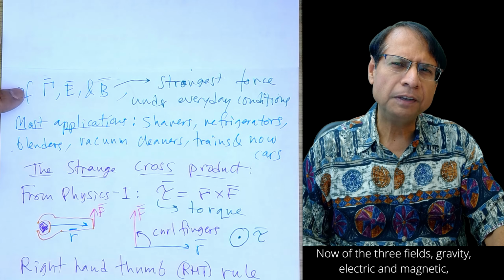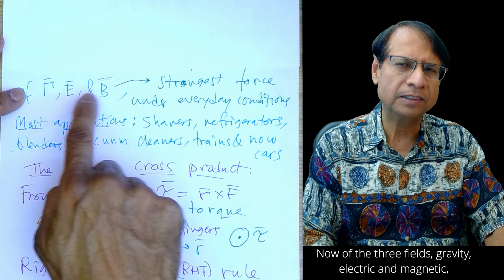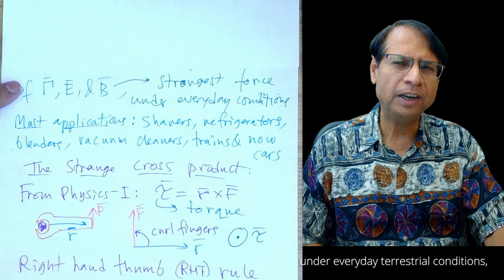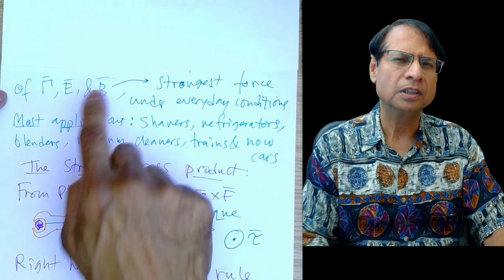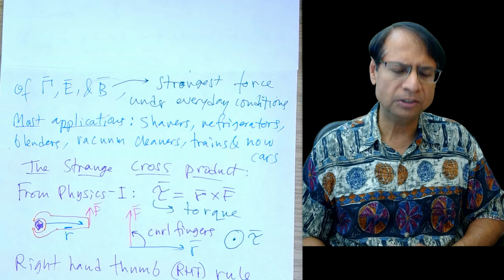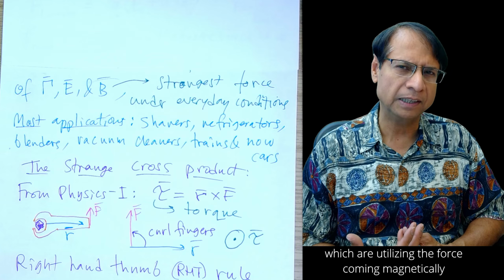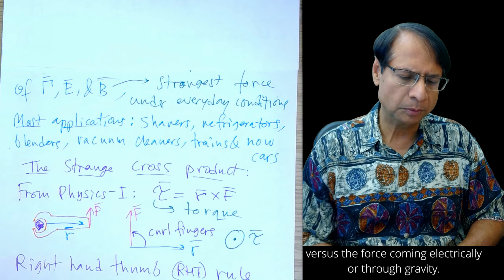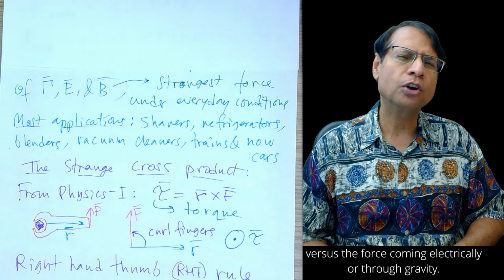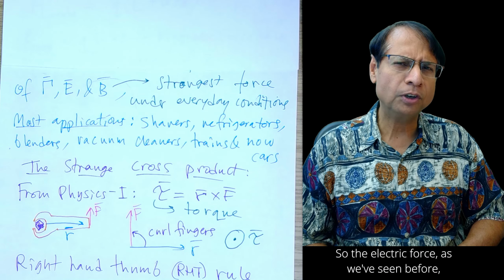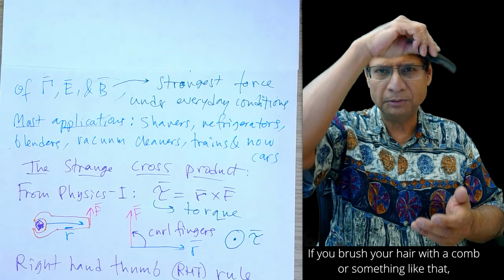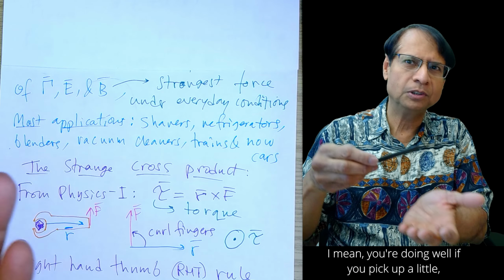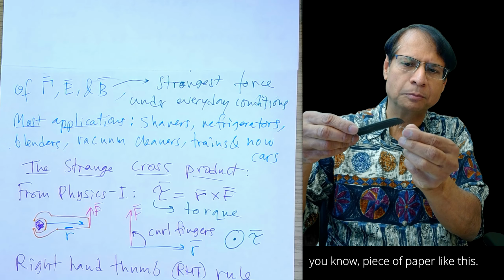Now, of the three fields, gravity, electric, and magnetic, under everyday terrestrial conditions, B is by far the strongest. There are more practical applications utilizing the force coming magnetically versus the force coming electrically or through gravity. The electric force, as we've seen before, is a very feeble force. If you brush your hair with a comb or something like that, you're doing well if you pick up a little piece of paper like this.